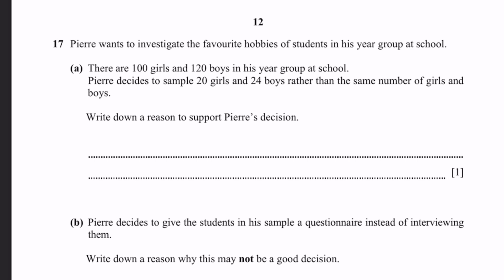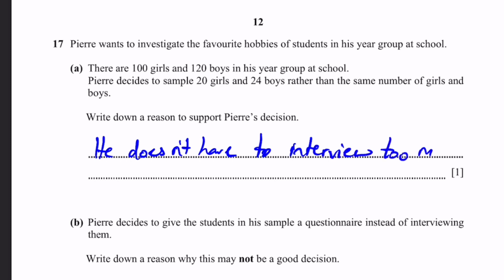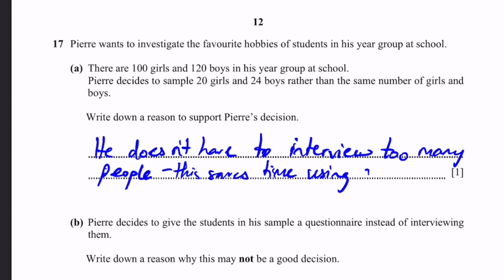A good thing about this is he doesn't have to interview too many people. And instead of interview, you can write questionnaire or survey. But the reason I'm writing interview, we'll see that in the second part. And this saves time using a good sample, because 1/5 of the total population is a good sample in this case.